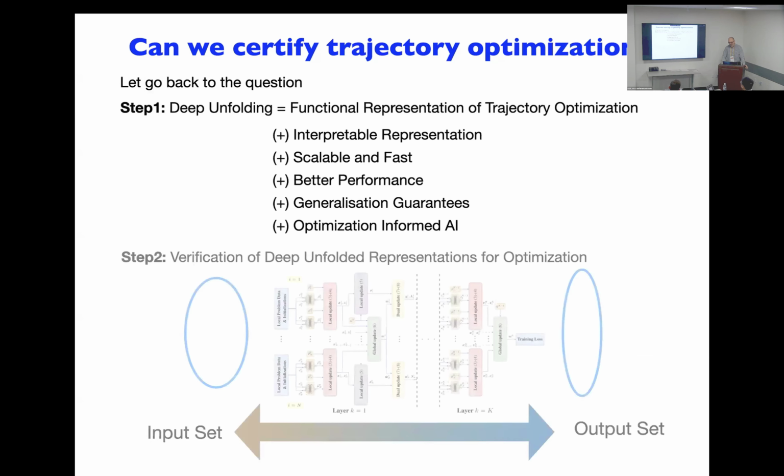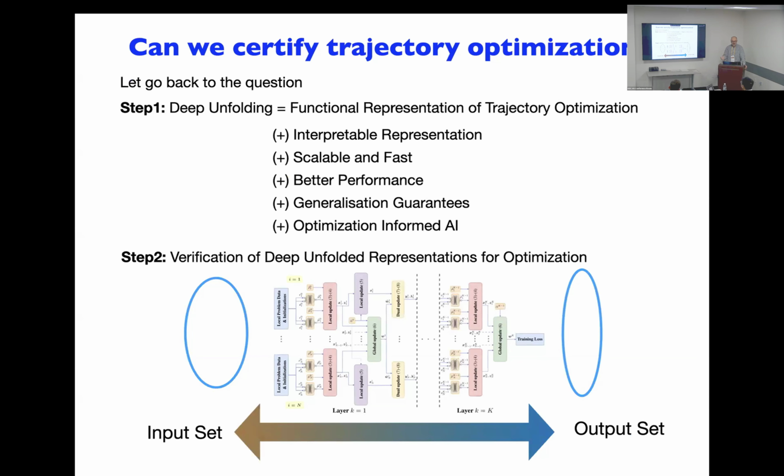So what this promises, from my point of view, is that you can have a representation that is interpretable. It can be scalable and fast. It will definitely have much better performance. You can incorporate the constraints of the optimizer in the architecture. So by design, if the initial optimization problem is feasible, the architecture will satisfy the constraints of the optimization problem. You can get generalization guarantees, and it is analogous to physics-informed neural networks. This is optimization-informed neural networks, okay?